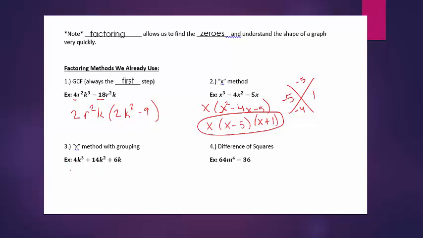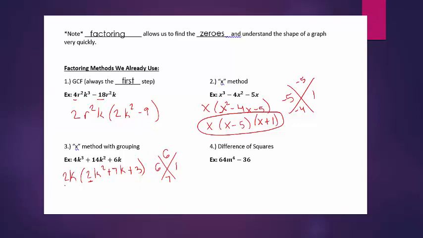Again, pulling out the GCF, so we can pull out it looks like a 2k actually, leaving us with 2k squared plus 7k plus 3. We're still going to use our X method, but because we have a 2 in front of our k squared, we're going to have to use grouping. So I would multiply 2 and 3 together to get 6. 7 goes downstairs, and then I'm trying to find my magic numbers. So it looks like 6 and 1 will do the trick.